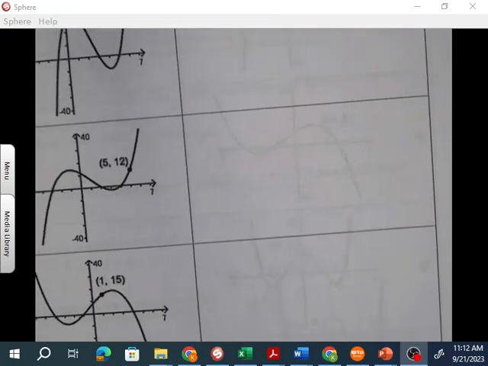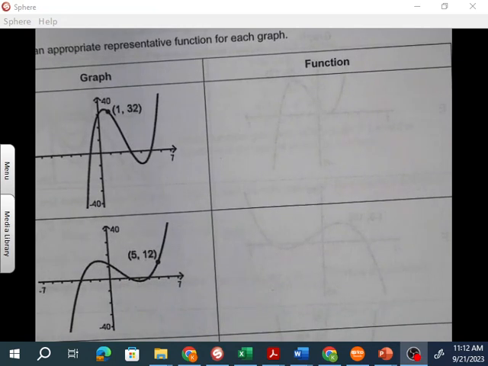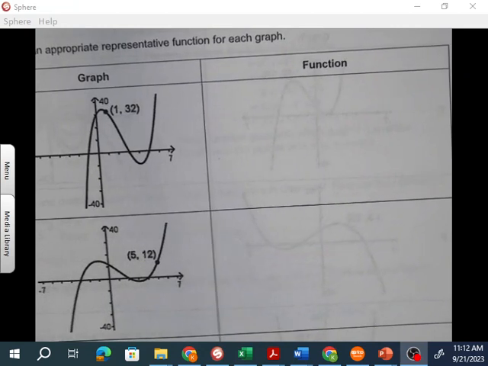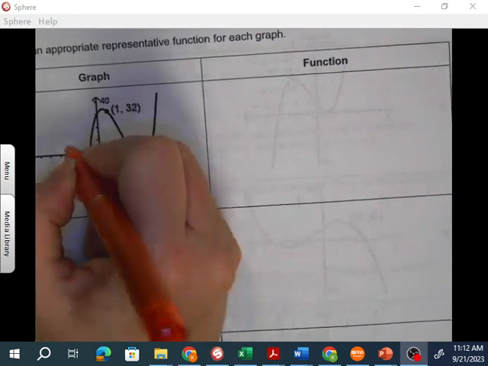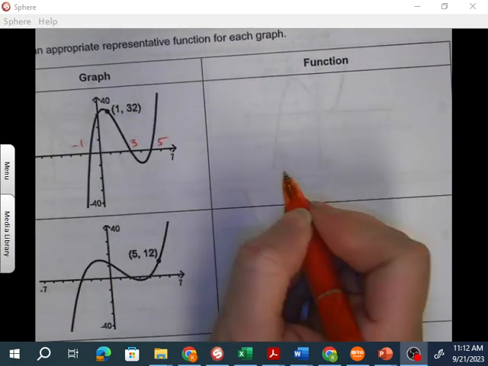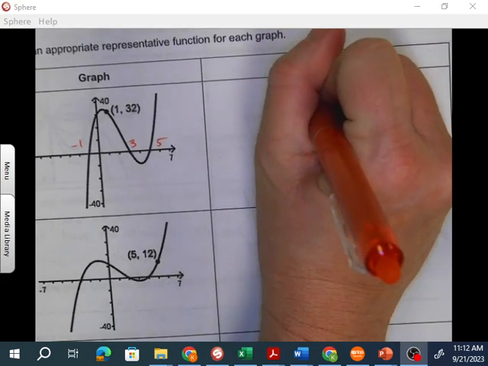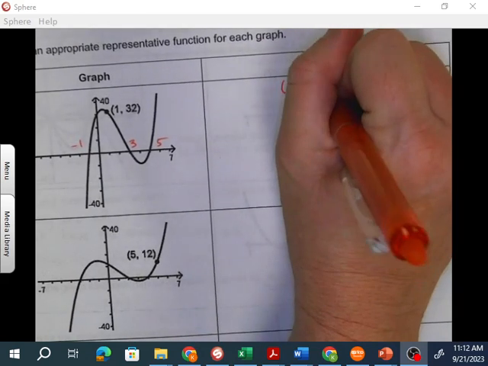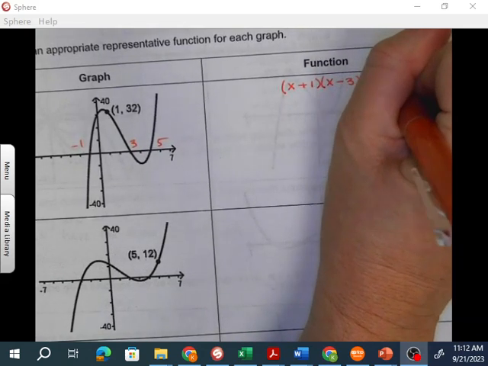Yeah. Okay, so if you'll flip on the next page, it's the same thing. It's just this time they didn't tell us what the x-intercepts were. You have to find them yourself, but you can see them there. So if you identify the x-intercepts, this one's -1, this one is 3, this one is 5. Write them as factors, so that would be x plus 1, x minus 3, and x minus 5.